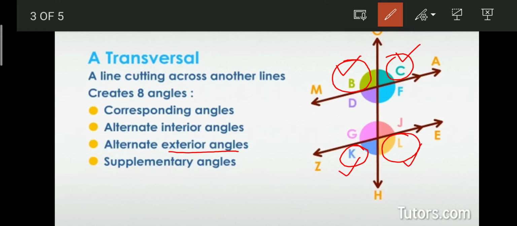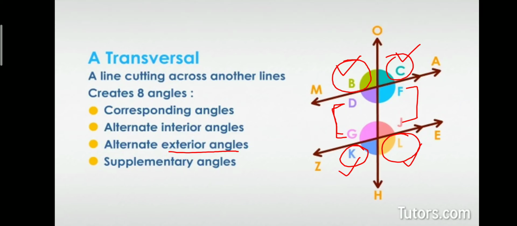And if we talk about co-interior angles, here we can see D and G, they both are co-interior angles. Co-interior angles mean interior angles on the same side. So here D and G are the interior angles on the same side, so they are called co-interior angles. So here F and J are also co-interior angles. So this is all about the angles made when a transversal line cuts two or more lines at different points.